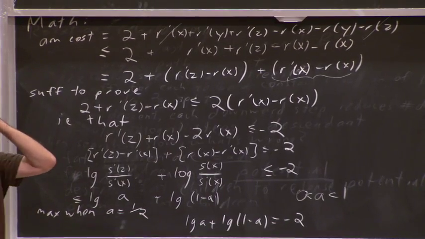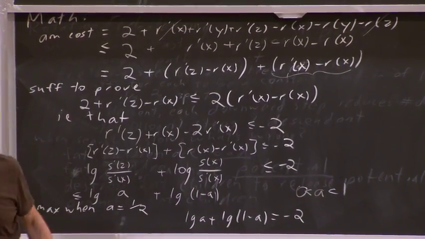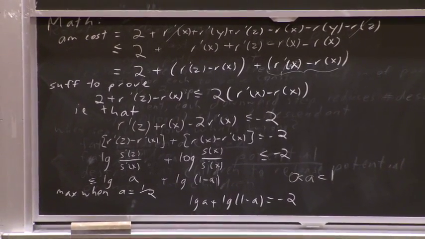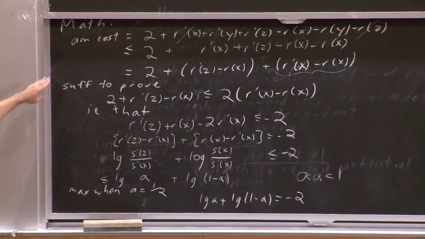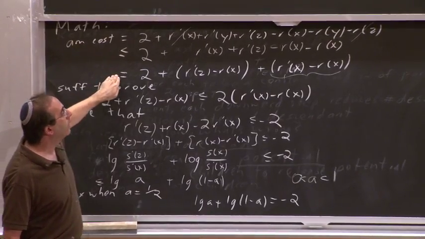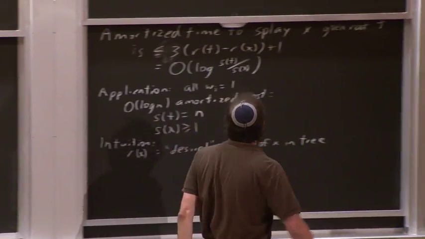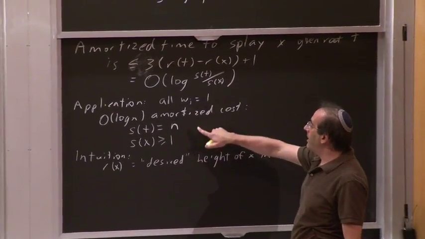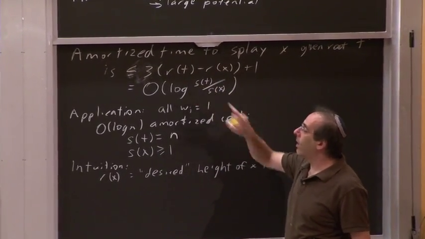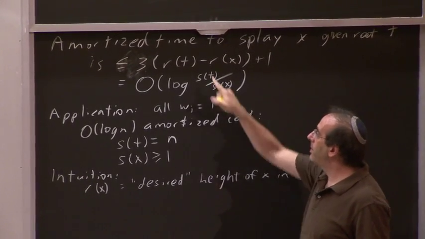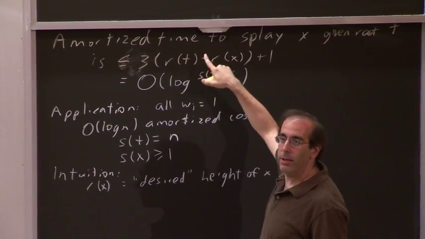Okay. Other questions? Yes? Where did the less than or equal, like in the first amortized cost, less than or equal to 3 r of t? No, all the way on the right. Where do you get the O of log S of t over S of x? Well, remember that r of t is defined as the log of s of t. Oh, okay. So this is just plugging in the definition of r of t.